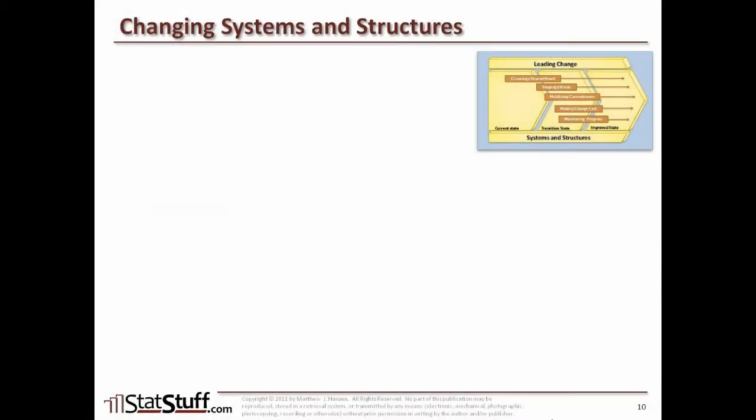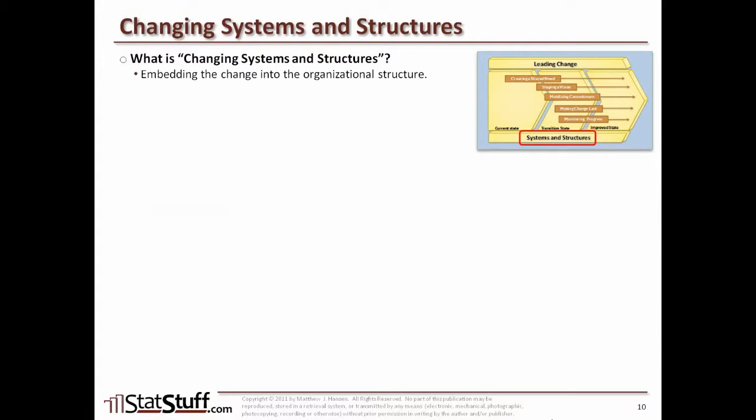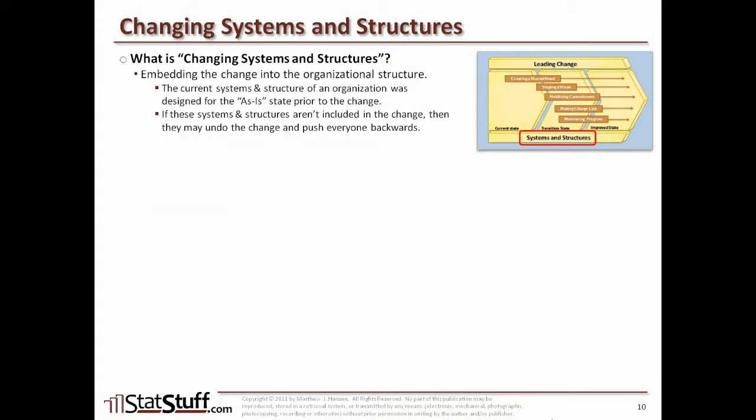And finally, for the last part within this CAP model, it's changing systems and structures. So what do we mean by that? That's embedding the change into the whole organizational structure. The current system and structure of an organization was designed in the as-is state prior to the change before it was implemented. Now, if those systems and structures aren't included in the change, then you may end up undoing the change and pushing everyone backwards to that prior state. It'll make the change look like it was just a flavor of the month and it really didn't do anything at all. You really want to avoid that if possible.